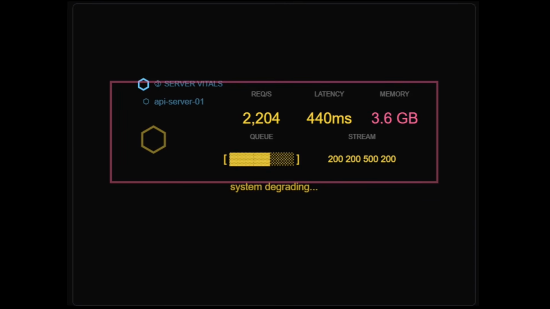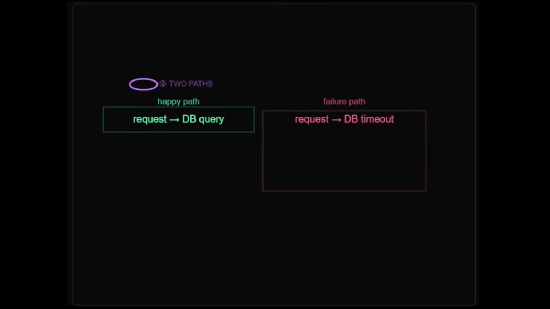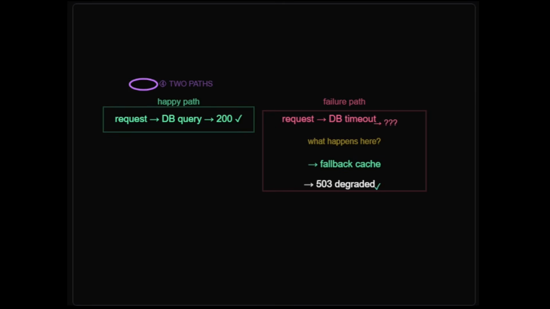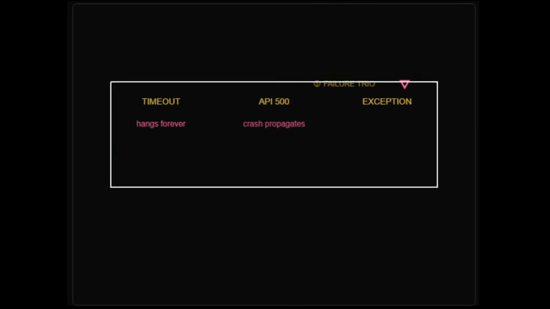What happens when the database doesn't respond? Does the request hang forever, or does it time out gracefully? What happens when an external API returns an error? Does the system crash or does it degrade? What happens when a function throws an unexpected exception? Is it caught at the boundary and reported, or does it propagate silently upward until it crashes something that had no reason to fail? The questions, what does this do when it works and what does this do when it breaks, are equally important.